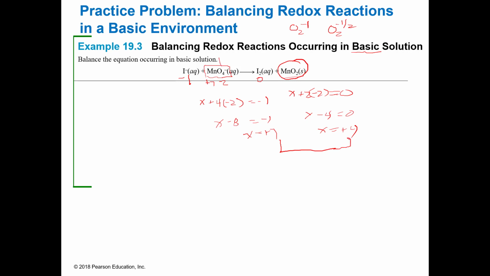So this is going to be our reduction half reaction. So let's do that. And we can see then that that has to be oxidation. And it is, because we're going from a negative 1 to a 0.